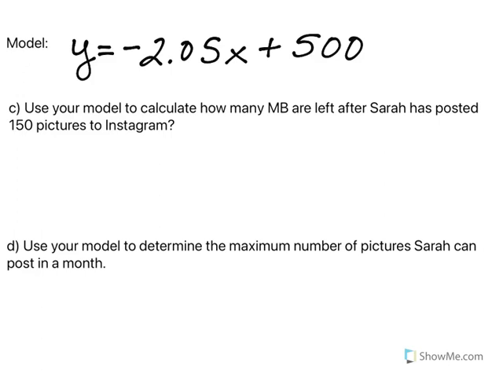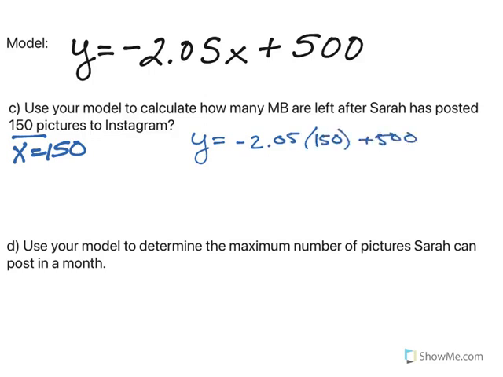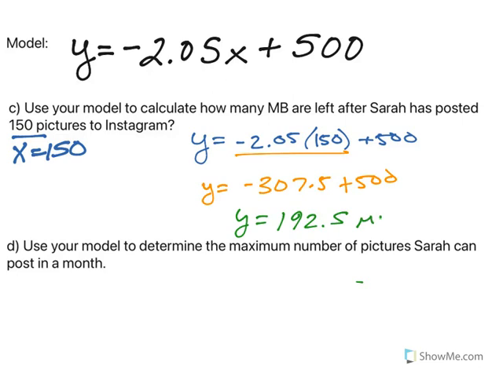Use your model to calculate how many megabytes are left after 150 pictures are posted. So x is 150. So I substitute that in. Y equals negative 2.05 times 150 plus 500. Multiply first. So y equals negative 307.5 plus 500. We add those two together, and we end up with 192.5 megabytes of data left.